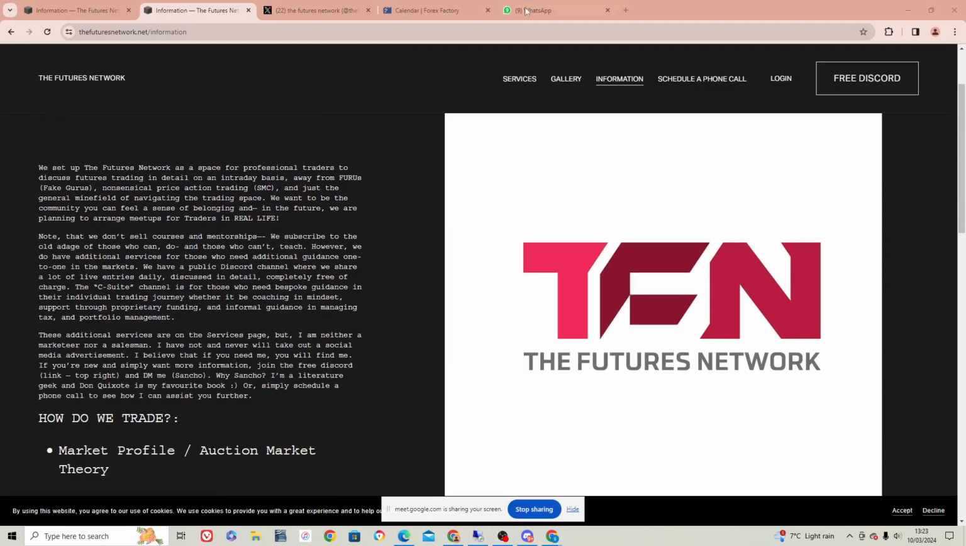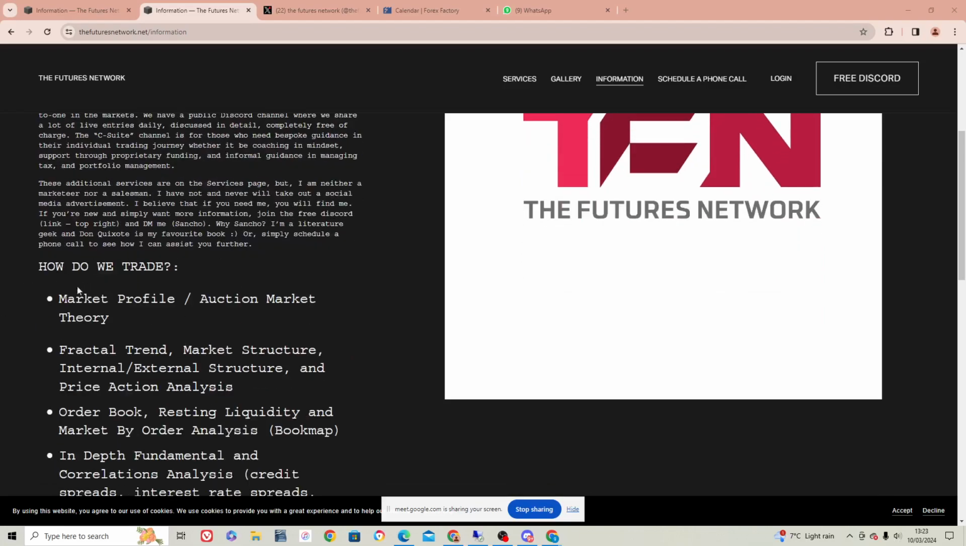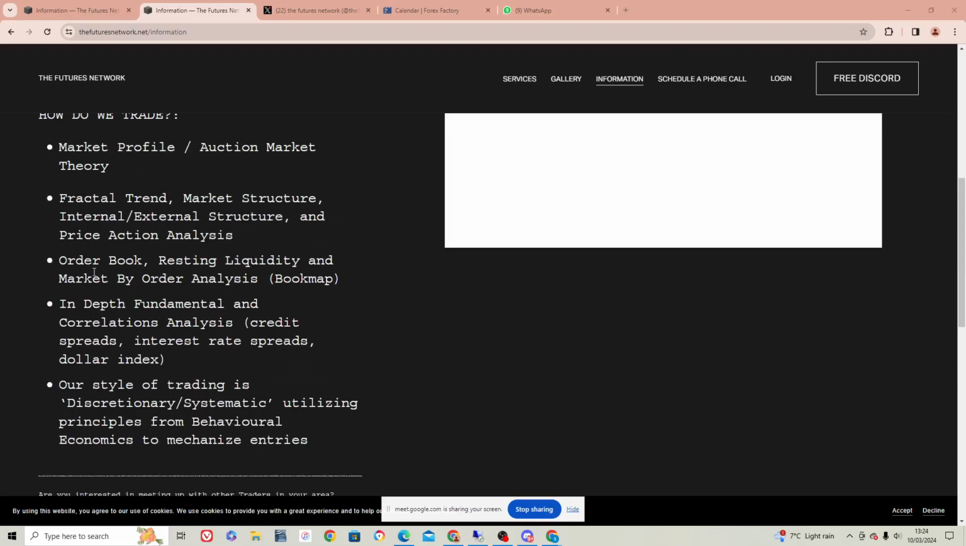So at the moment, I'm just screen sharing my website, and there's a section saying, "How do we trade?" And it says market profile and auction market theory, fractal trend, market structure, internal and external structure, and price action analysis, order book rest and liquidity, and market by order analysis, book map, in-depth fundamental and correlations analysis, that's credit spreads and interest rate spreads and the dollar index. And I said our style of trading is discretionary slash systematic, utilizing principles from behavioral economics to mechanized entries. Okay?